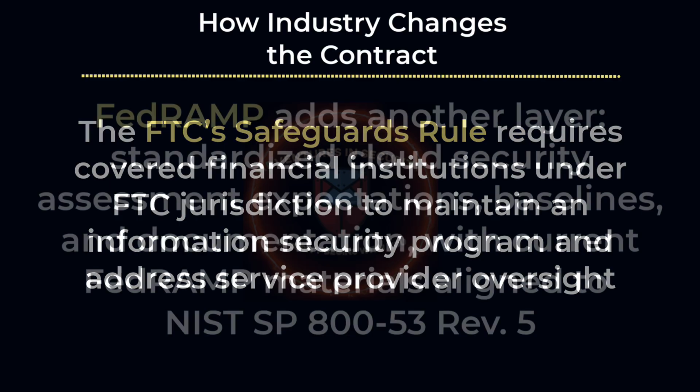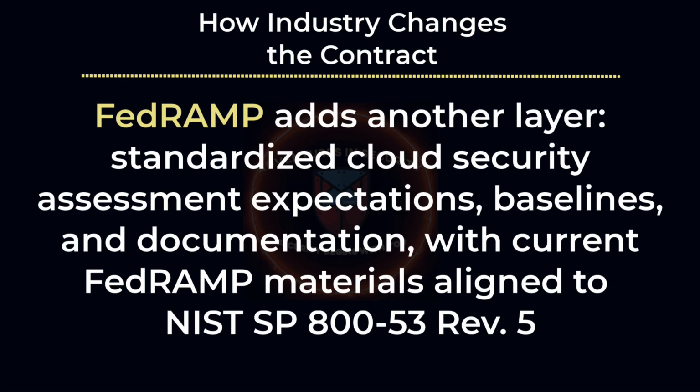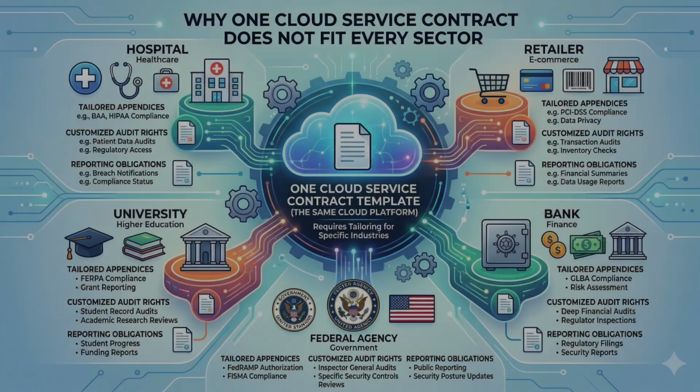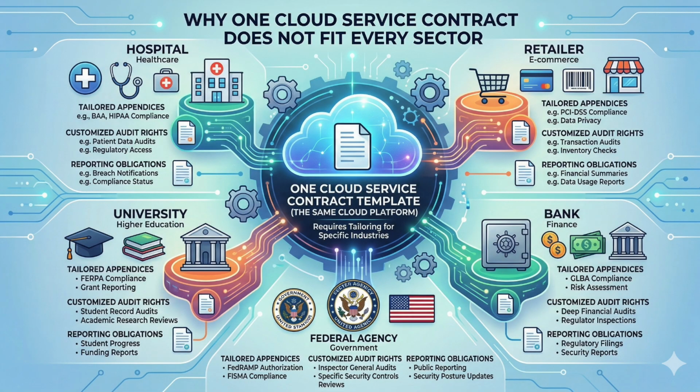In the federal space, FedRAMP adds another layer: standardized cloud security assessment expectations, baselines, and documentation, with current FedRAMP materials aligned to NIST SP 800-53 Rev 5. So one contract template does not fit every sector. The same cloud platform may need different appendices, audit rights, and reporting obligations depending on whether the customer is a hospital, retailer, university, bank, or federal agency.